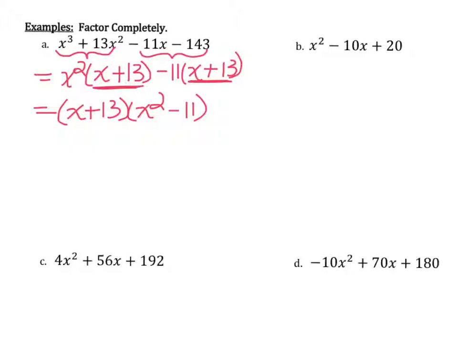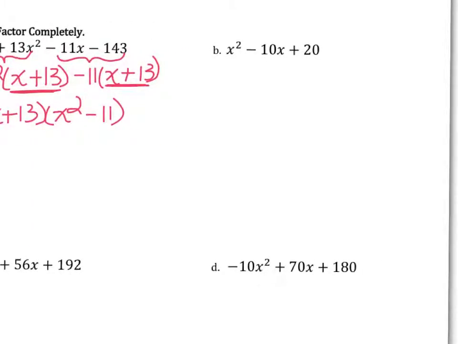Let's go to part B. I have x squared minus 10x plus 20. All right, again, the first thing I'm going to think about is determining whether I have a GCF. Looking at that polynomial, there is no GCF. Remember, there's not a number in front of the x squared besides 1, and this one doesn't have an x in it. There is no GCF.